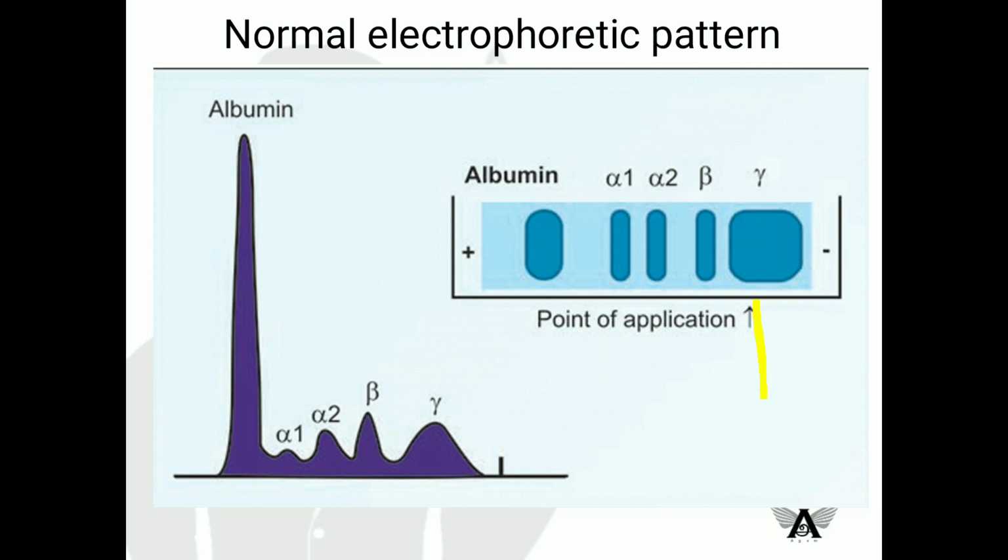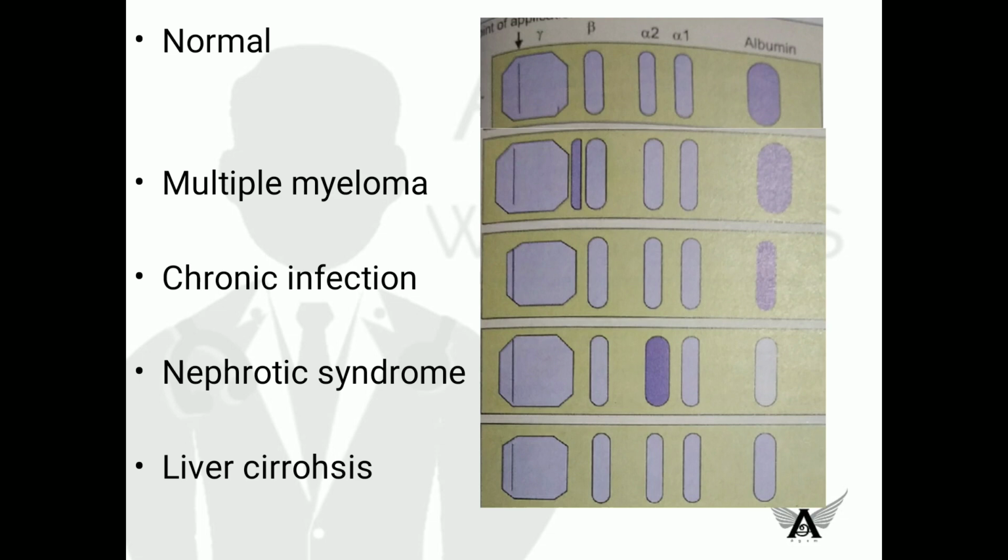Other bands: gamma globulins are mainly made up of immunoglobulins. Next is beta, then macroglobulin, then alpha 2, alpha 1, then the albumin band. Okay, this is the normal electrophoretic pattern. If you remember this normal pattern, you can diagnose various clinical conditions which have an abnormal electrophoretic pattern. I'll explain some basic abnormal electrophoretic patterns.